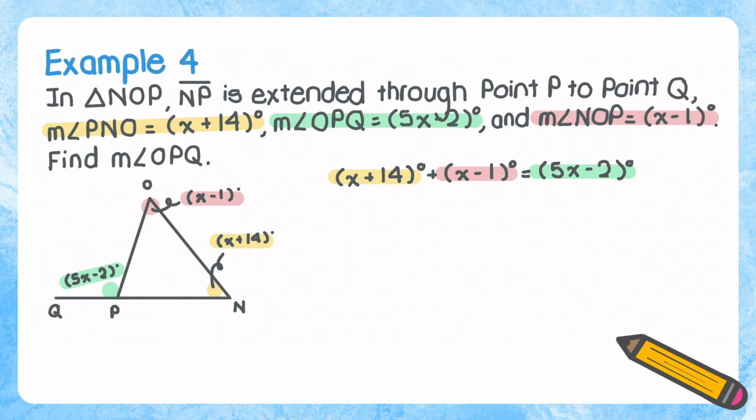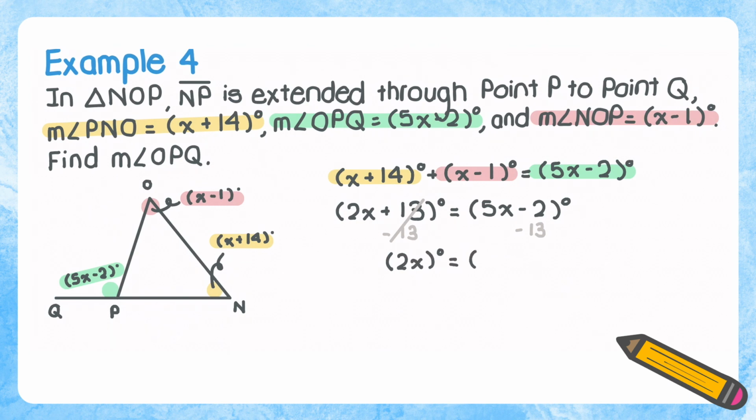And then from here, let's combine like terms. X plus x is 2x, 14 minus 1 is 13 degrees, equals 5x minus 2 degrees. I'm going to start off by subtracting 13 on both sides, and we're left with 2x degrees equals 5x minus 15 degrees.